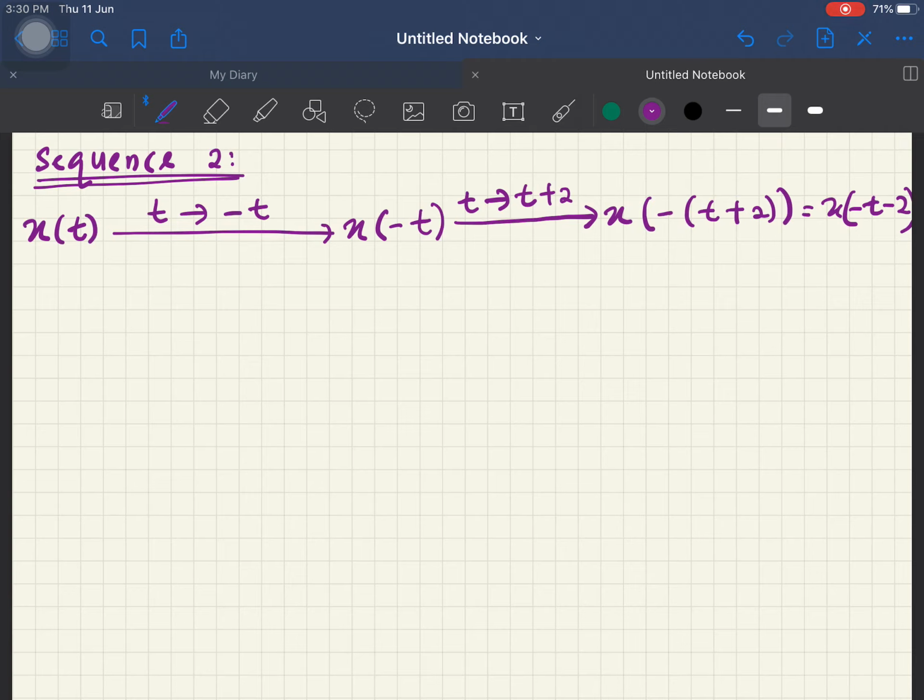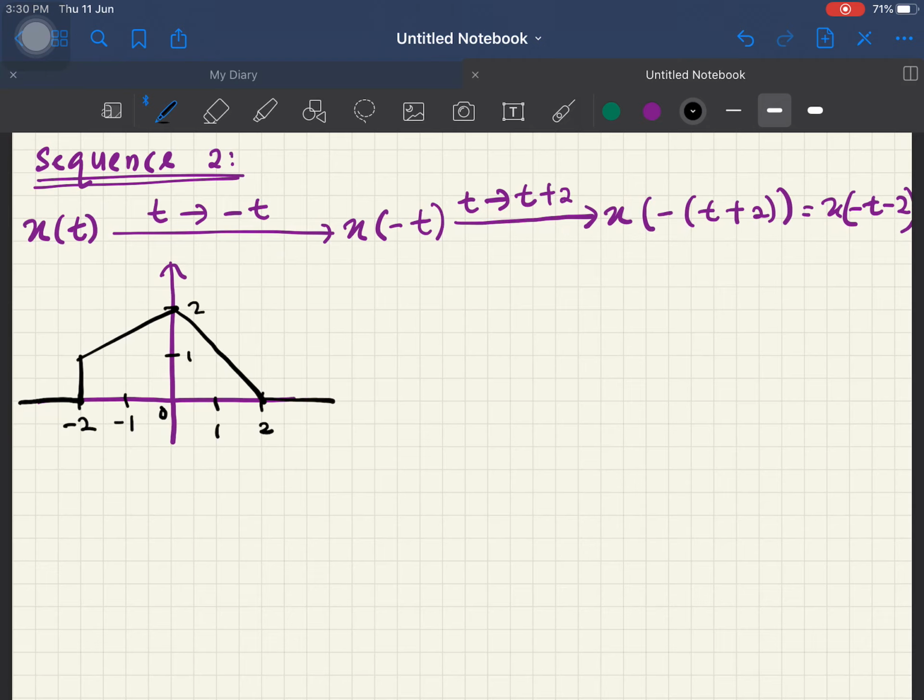Now if we plot this, you invert the signal first, so you will get 0, minus 1, minus 2, 1 and 2. So you will get the signal that looks like this, after the inversion over here. Now next, you shift everything to the left by 2 seconds.